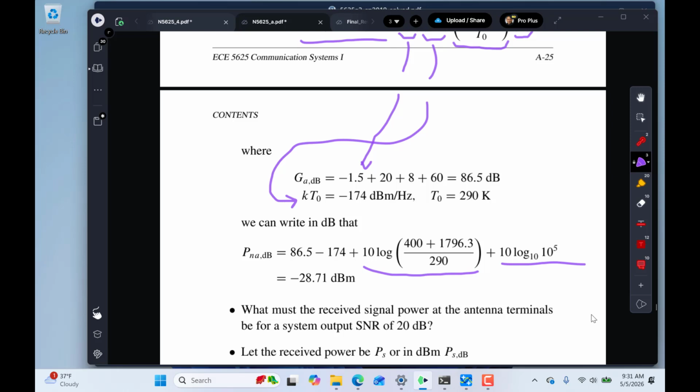And how do I know it's got units of dBm? This is dBm per hertz from kT0, and this is per hertz. And what are the units associated with this?